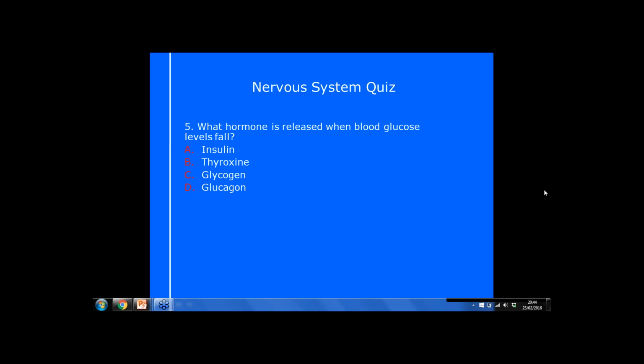Good, some fantastic answers coming in. So I'm going to give you your answer. So if you're ready for it, the answer is D. So the answer is glucagon. So remember, the question is what hormone is released when blood glucose levels fall. So when the blood glucose level is low, what hormone would need to be stimulated in order to take that back up to homeostasis? And in order to keep it balanced, what would need to happen?